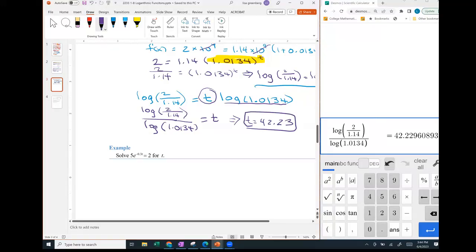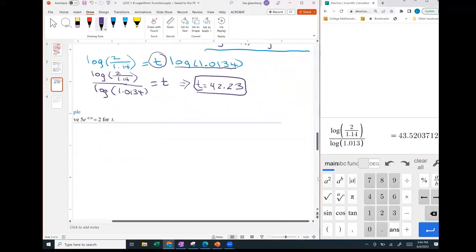I can solve for t even when it's in an exponent because I can take the inverse that cancels out the exponential function. Once I don't have an exponential function, I just have a log function. I can put it into my calculator and find out what t equals. Okay? Let's do one more.